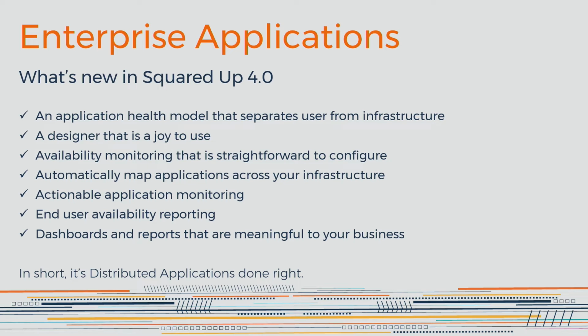so you can now configure availability monitoring very, very simply within the HTML5 console. We have Veda, revamped next generation Veda, allowing you to map applications across your infrastructure. We have added in additional application monitoring that really means that you've got actionable alerts and health state that your application teams can respond to. We have a brand new feature called end user availability reporting, allowing you to deliver messages out to your end users based on the health state of your applications, and of course a whole set of dashboards and SLA reporting that are actually meaningful to your business. So in summary, it's distributed applications done right.